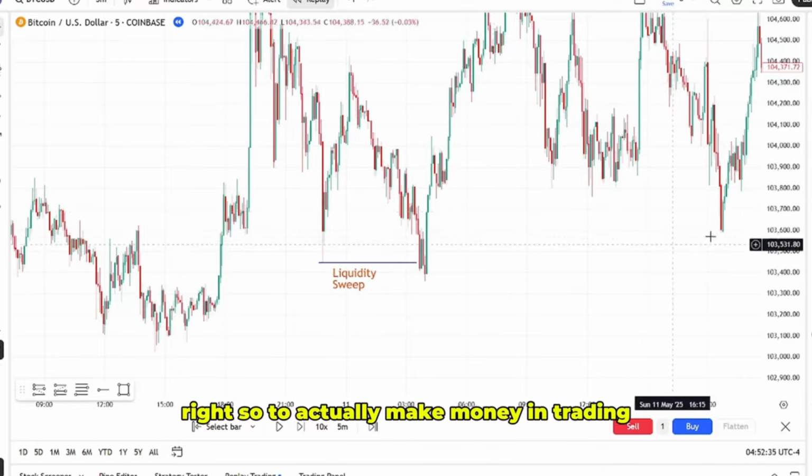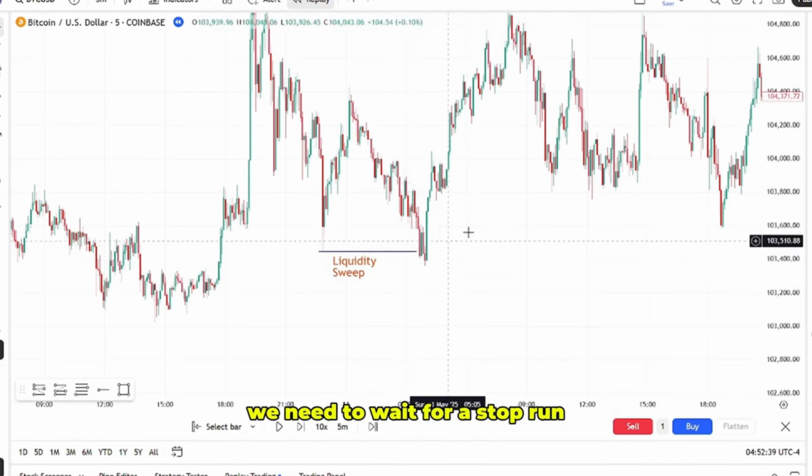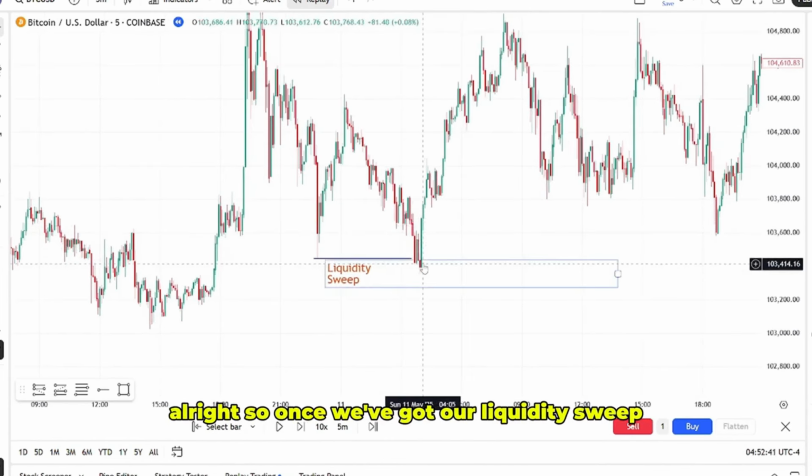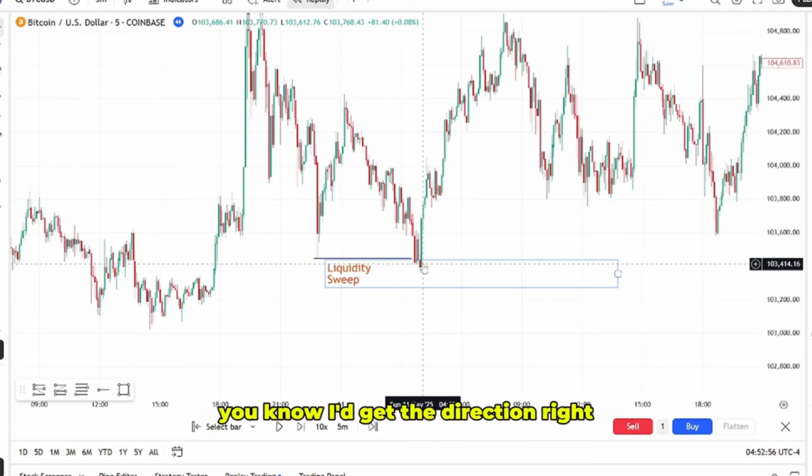So to actually make money in trading, we need to wait for this liquidity sweep. We need to wait for a stop run, right? So once we've got our liquidity sweep, then and only then do we actually look for our entries. Super important there. If you don't have a liquidity sweep, you will not make money. And that was me for 4 years. 4 years of trading. I put so much time, so much effort into it, and I couldn't make any money because I'd get the direction, right?